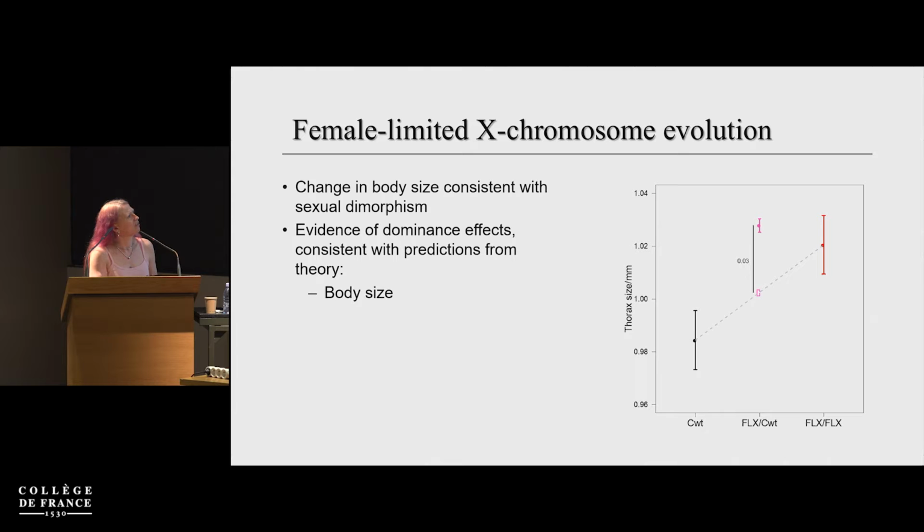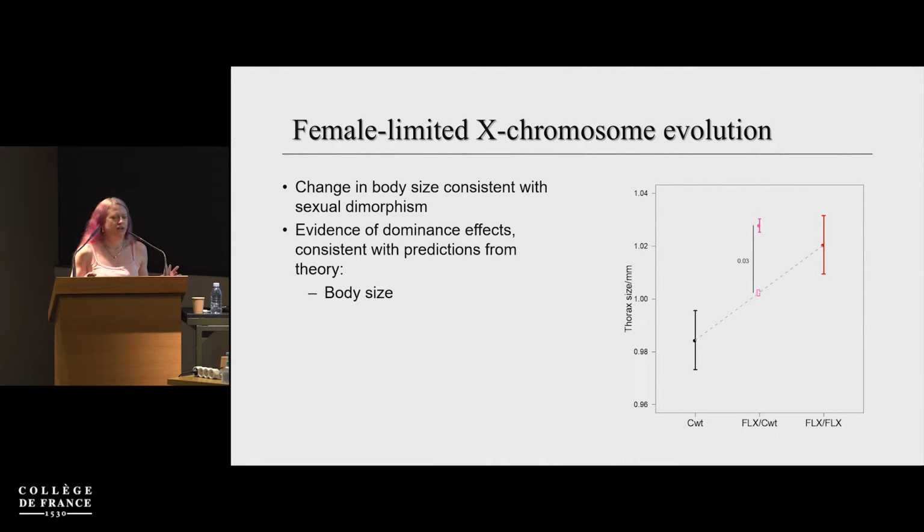And for body size, we definitely saw that. So this is the wild type, and this is an individual that has 2 copies of a female-limited X chromosome. In the figures that I've shown previously, we're always looking at 2 different types of female genotypes, with either 1 evolved X or 2 evolved X's. Sorry, 1 evolved X there and 2 evolved X's there. And often there was no significant difference between them, so we pooled them for simplicity.